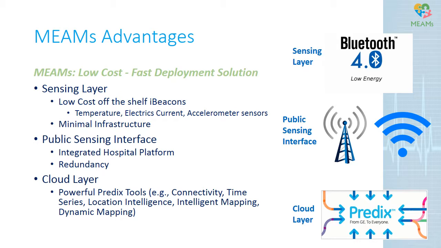Now, the public sensing interface is an integrated platform for different staff members, whether it is the doctors, the nurses, or the technicians. All of them are aggregated over the same platform. And also the public sensing concept offers redundancy because we have multiple alternatives to collect data and relay them to the cloud layer. Now, at the cloud layer, we will highly benefit from the powerful Predix tool, and in the report there are more details about this, but we are proposing that you can use the connectivity, time series, location intelligence, intelligent mapping, and dynamic mapping, just to name a few of the tools that are associated with the Predix cloud environment.